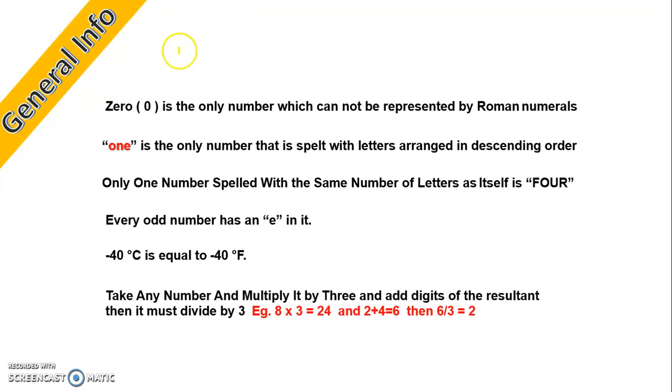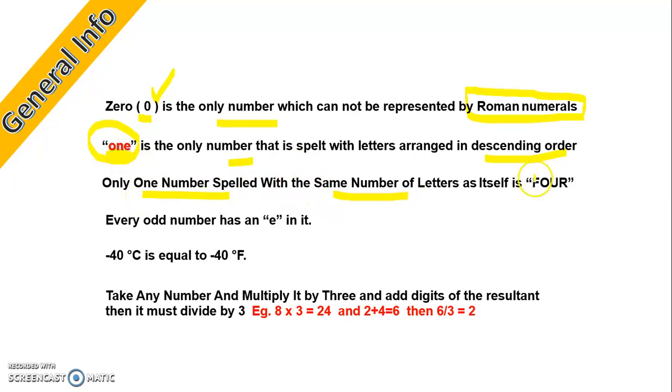0 is the only number which cannot be represented by Roman numerals. That means we cannot have a Roman number for 0. Next, 1 is the only number that is spelled with letters arranged in descending order. If you observe 1, this is the descending order of the alphabets. And next, only one number is spelled with the same number of letters as itself, that is 4. When you write the spelling of 4, how many letters are there? 1, 2, 3 and 4. So this is the logic.